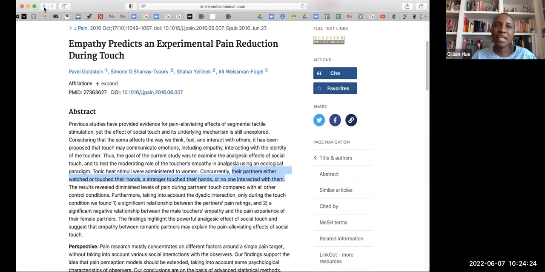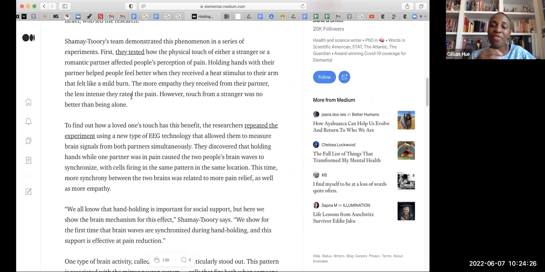So one of the things that you could do with your students is to have them ask these questions and then go to see if the scientific literature has already asked those questions.